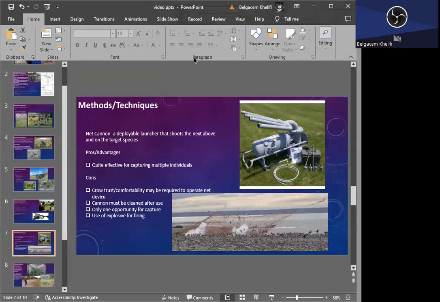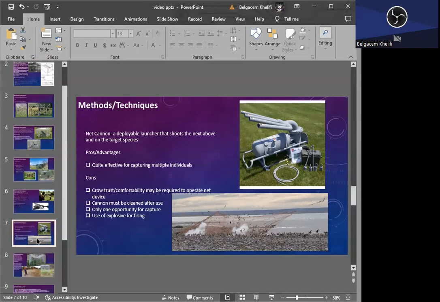Next is the net cannon, which is a stationary version of the net gun. It's a deployable launcher that shoots above the target species, which is very effective for capturing multiple individuals that are congregating in an area. However, as with the gun, it's a foreign object. The crows are going to be very wary about this object, so their trust and comfortability is needed to operate this device. The cannon has to be cleaned after each use. There's use of explosives for firing, and as with the gun, there's only one opportunity for capture.